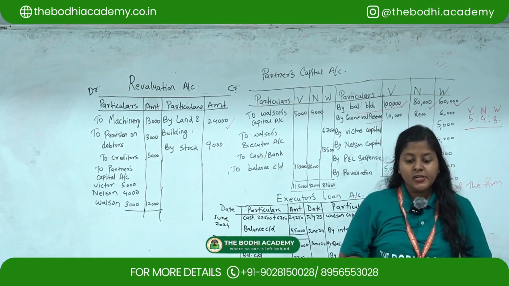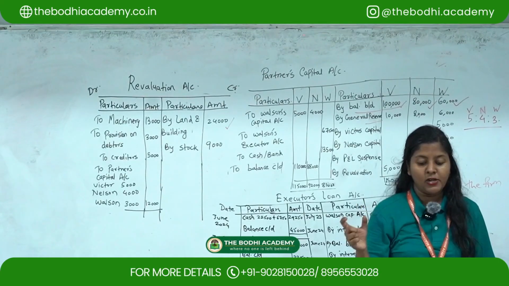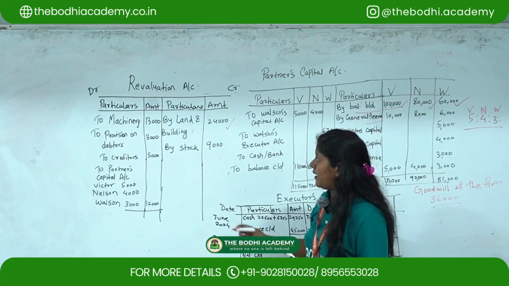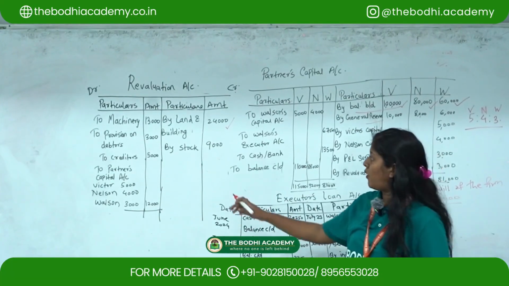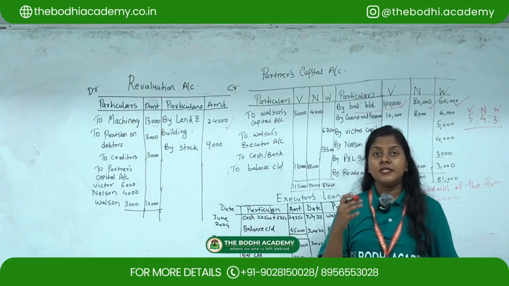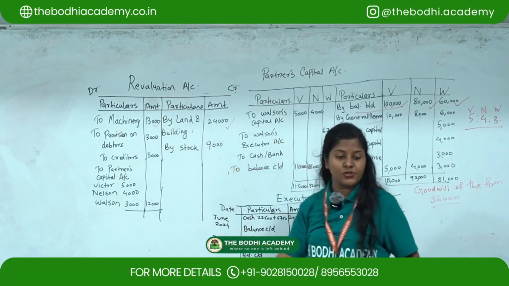Next, machinery to be depreciated by 20%. We'll see the original value of the machinery, which is 65,000. On that you have to find out 20%, which they have given us. So on the machinery you have to find out 20%. You will get 13,000. Since the value is going down, you have to take it on the debit side of revaluation account.